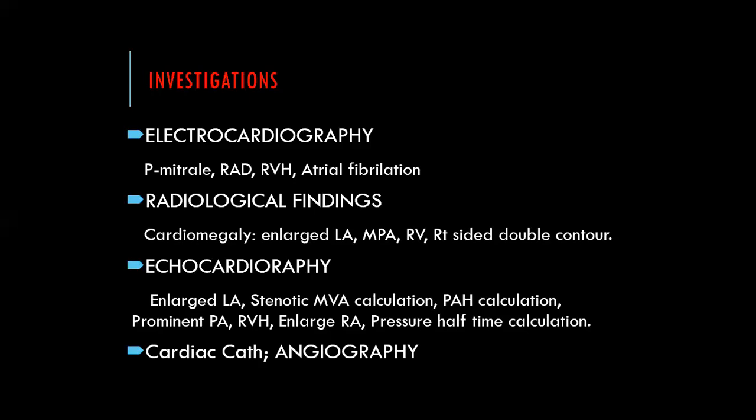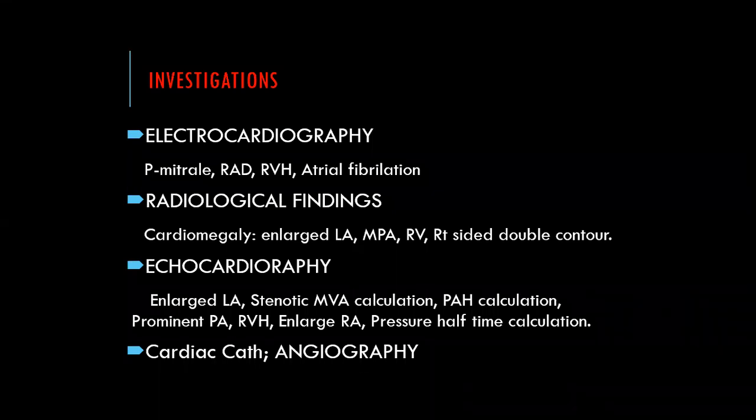And among the radiological findings, if you have a chest X-ray, then you can see cardiomegaly, an enlarged left atrium, enlargement of the main pulmonary artery, enlargement of the right ventricle, and you can have a right-sided double contour on the chest X-ray of a patient.